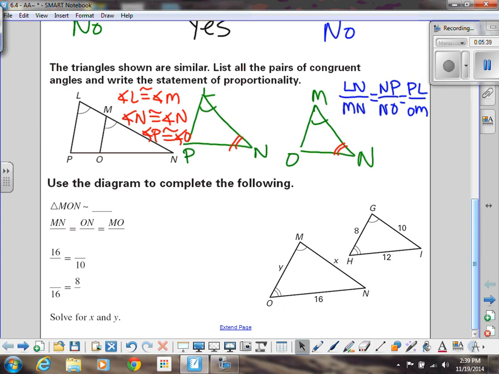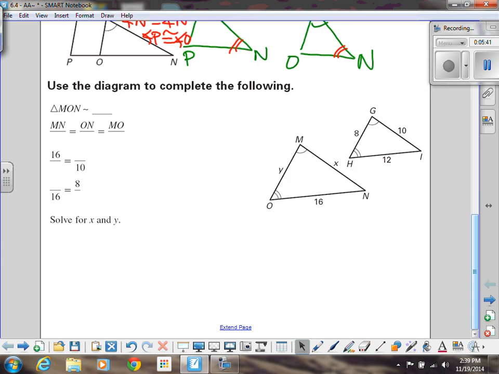So let's go on to this next diagram. And we're going to decide if these two triangles are similar and what do we know about them. So MON, this is the first triangle. Notice that we know two different angles are congruent. So we do know those triangles are similar.